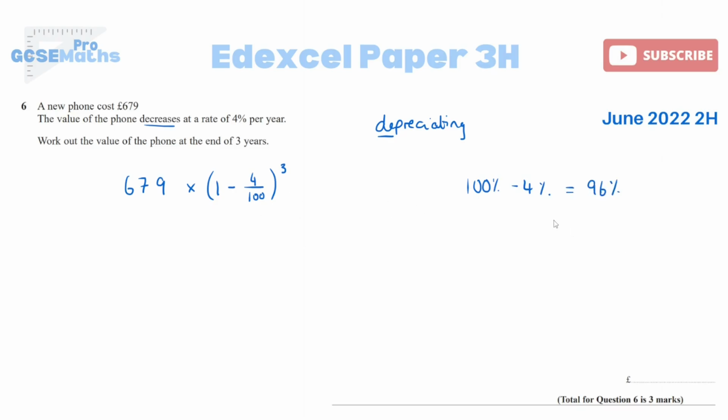But obviously you have to put it as a decimal. So you can just put the multiplier here. This is called a multiplier. You can just do that to the power of 3 if you feel comfortable to do so. That's also fine. I'm just showing you how to use the formula.